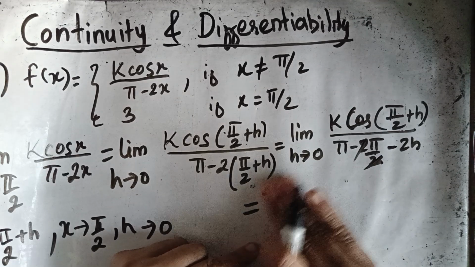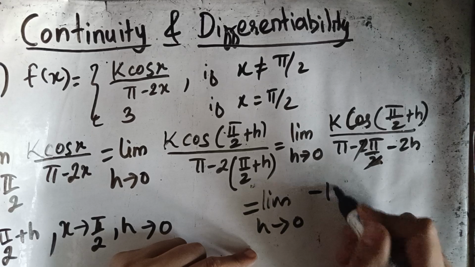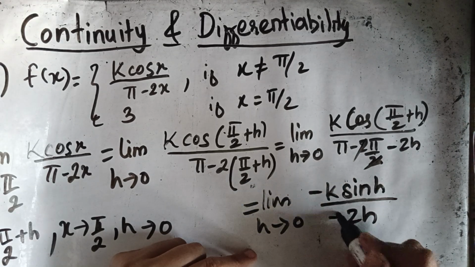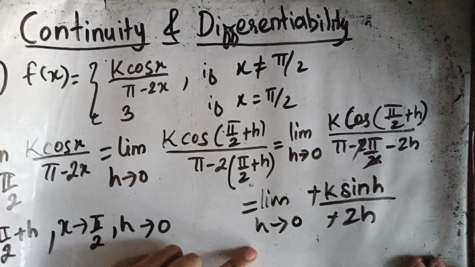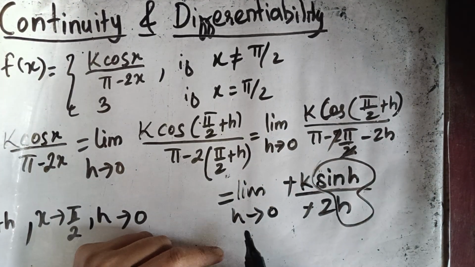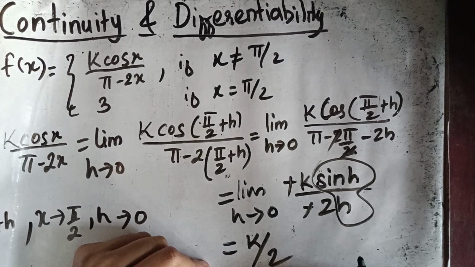So limit as h tends to 0, minus k sine h upon minus 2h. Minus gets cancelled. Sine h upon h is 1 as h tends to 0. So the value is k by 2.